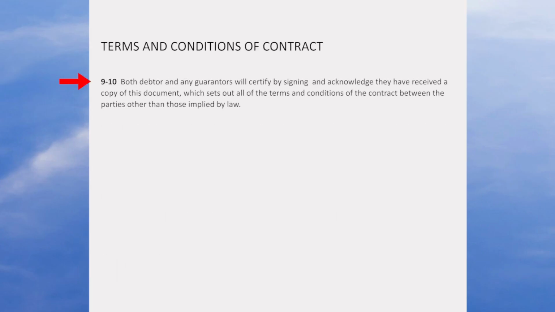Both debtor and any guarantors will certify by signing and acknowledge they have received a copy of the document, which sets out all of the terms and conditions of the contract between the parties other than those implied by the law.